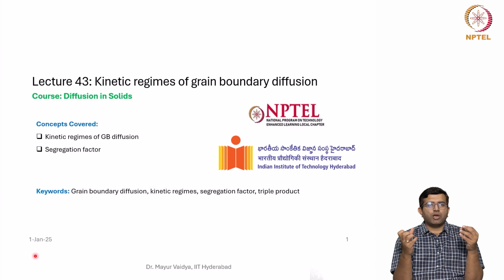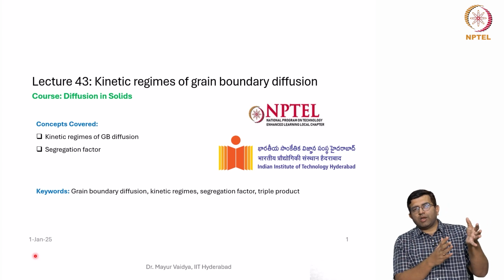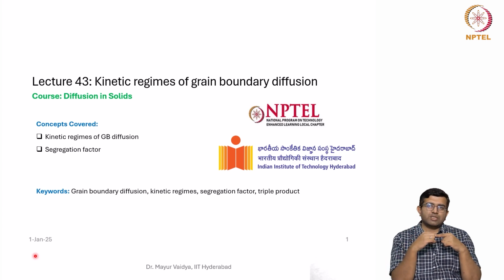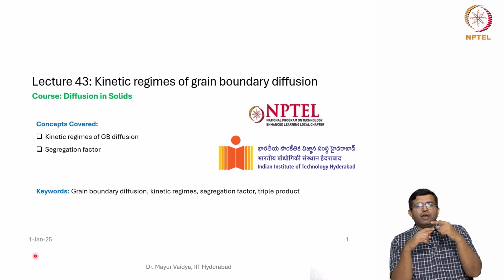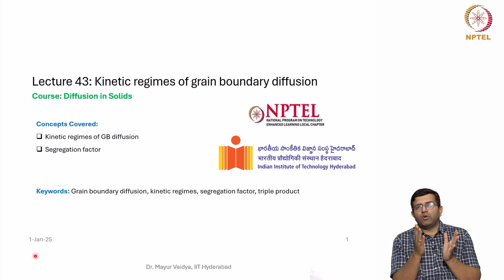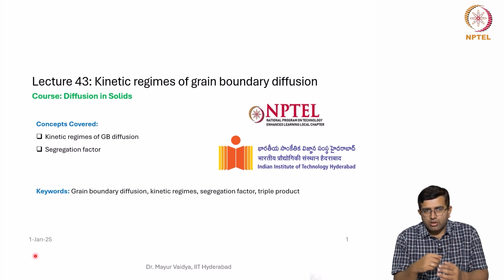What is most important for us is that at any given temperature, if diffusion is happening in my material, how much it is influenced by the grain boundary and how much by the lattice. This relative contribution has to be understood carefully in order to determine the grain boundary diffusion coefficients, or to understand the diffusion process in the material. So, we will look at this useful classification, known as the kinetic regimes of grain boundary diffusion, and we will also shortly see how to determine the segregation factor which we introduced in the previous lecture.